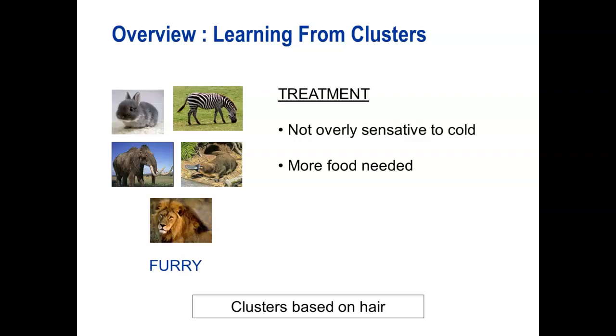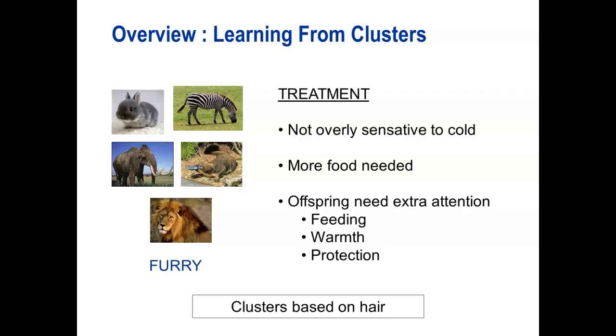Animals with warm blood need a lot more food. You need energy to keep your blood warm. So I'm going to have to feed the lion and the zebra and the mammoth lots of food. Also, their babies will need extra attention. You have to care for a baby mammal. I'm going to have to give it more feeding, more warmth, protection. Baby mammals need care from their parents.